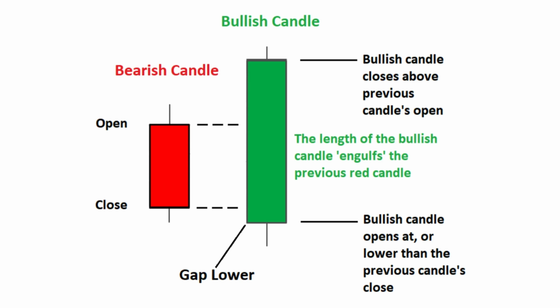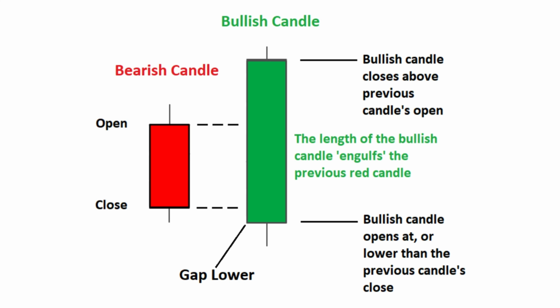A bullish engulfing pattern is made up of two candles. First, we have a red candle, which is a bearish candle. Then the next candle is green, a bullish candle, and it completely engulfs the previous red one. This means the bullish candle opens at or below the red candle's close, and it closes above the red candle's open. When this happens, it shows a strong shift in momentum from bearish to bullish.